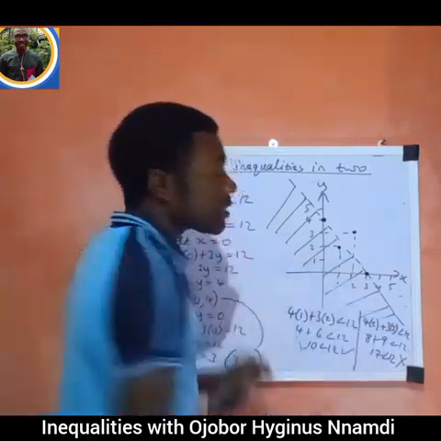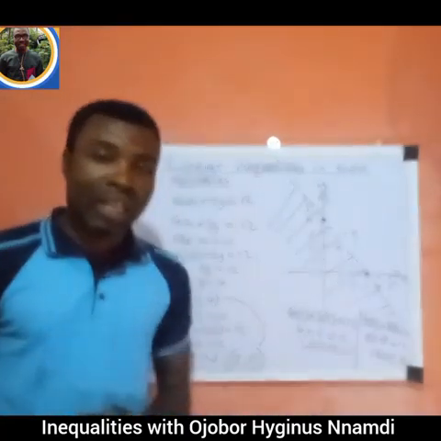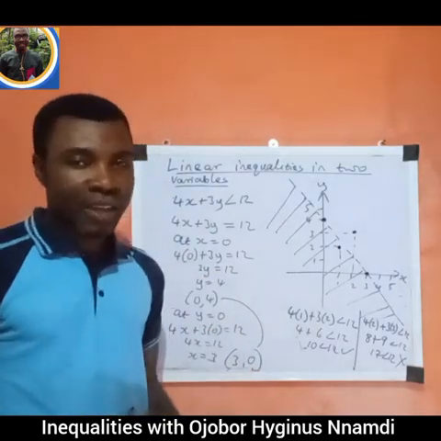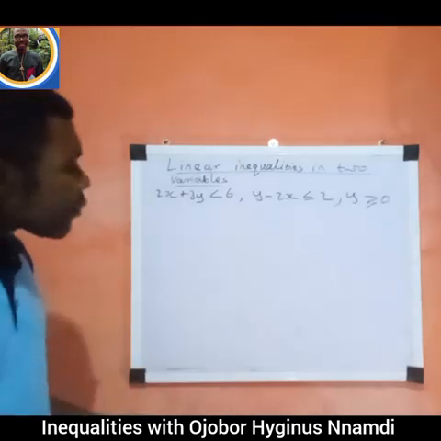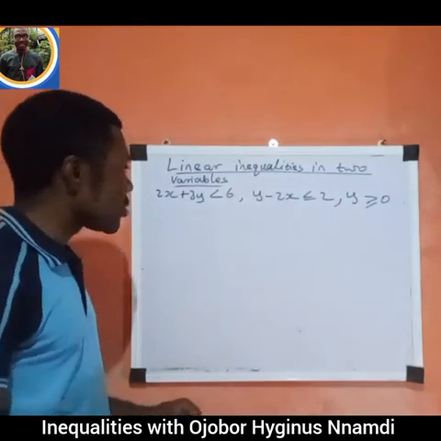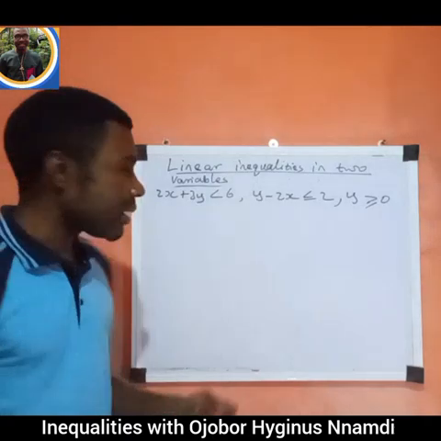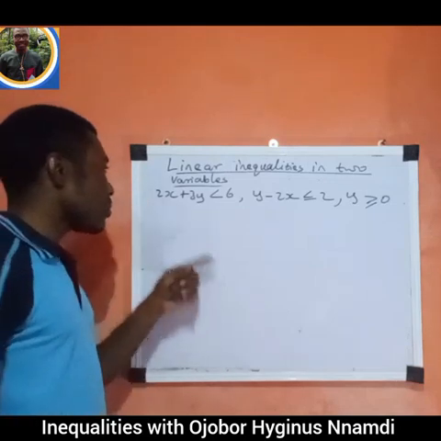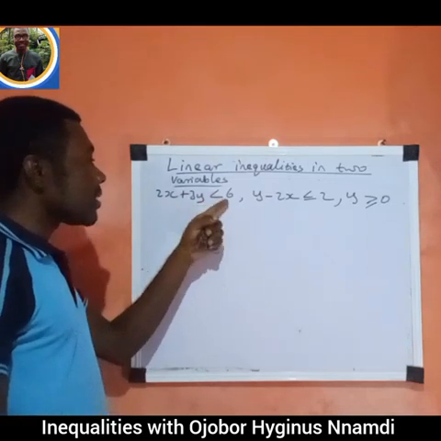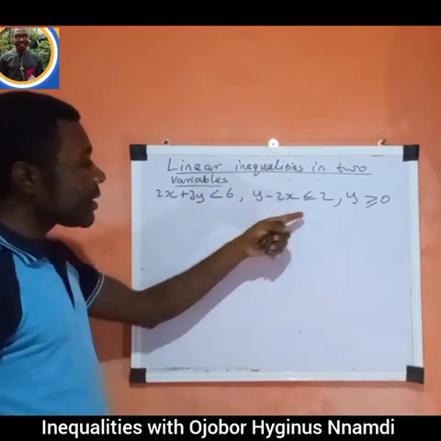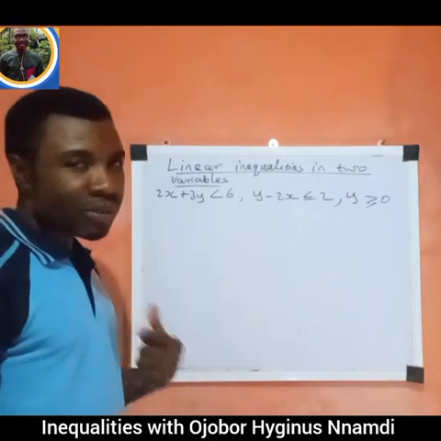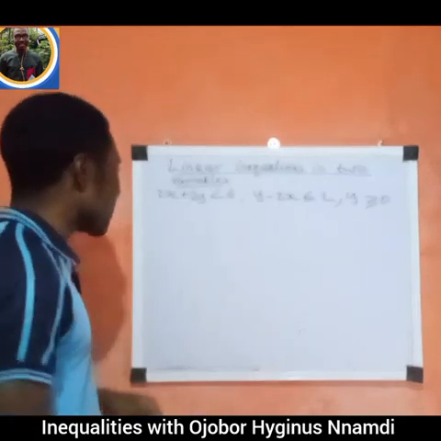It is as simple as that, how to locate where to shade on a Cartesian plane for an inequality. Okay? Okay, what if we have more than one inequality to be represented on the same Cartesian plane? Like we have here, we have 3 inequalities of 2 variables: 2x plus 3y less than 6, y minus 2x less than or equal to 2, and y greater than or equal to 0. How are we going to represent this on a Cartesian plane? Let us see how that is done.